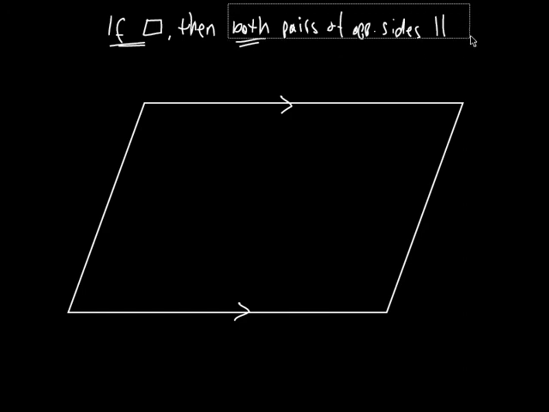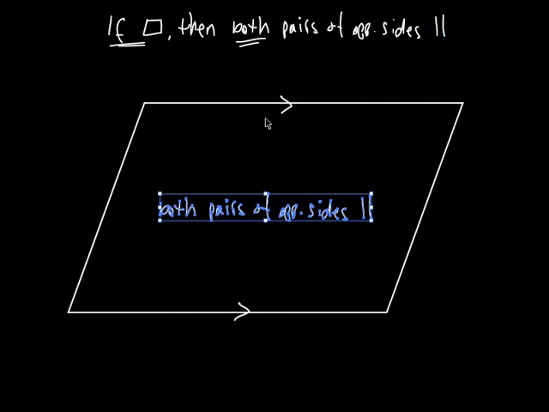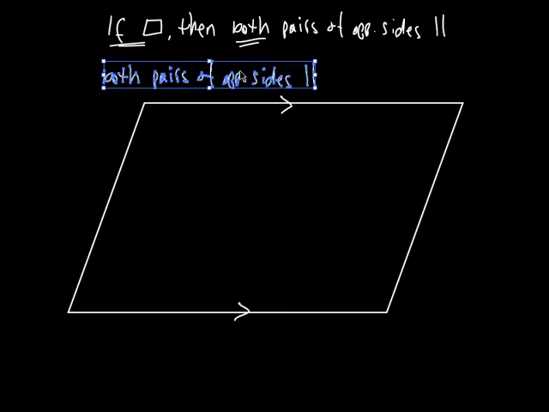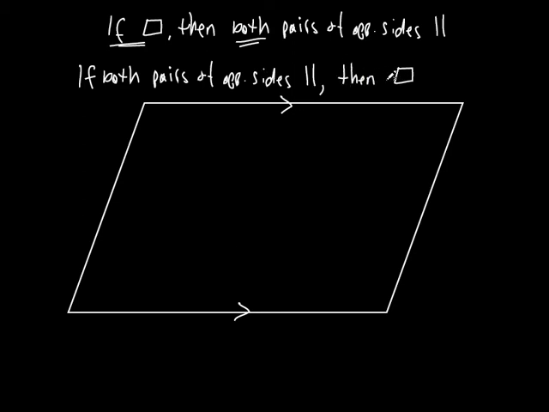So watch this. Let me see if I can do this. Be real fancy here. So watch what I'm doing. This is how I do the converse. I take the then part and I make it the if part, right? And then I take the original if part, if it's a parallelogram, right? You understand what I'm doing? And I make it the then part. Got it. So if both pairs of opposite sides are parallel, then guess what it is? It's a parallelogram. That's an ugly parallelogram, but you get the idea.